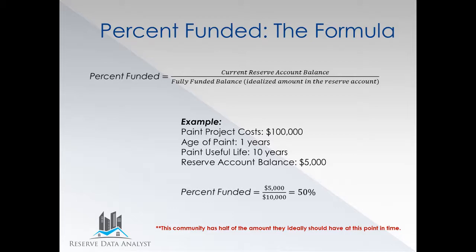In this scenario, $5,000 divided by $10,000 equals 50%. They're 50% funded. They have half of the amount in the reserve account that they ideally would have at the end of year one. They are not on track for paying off that paint project of $100,000 at the end of year 10.